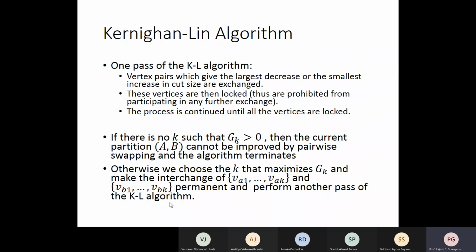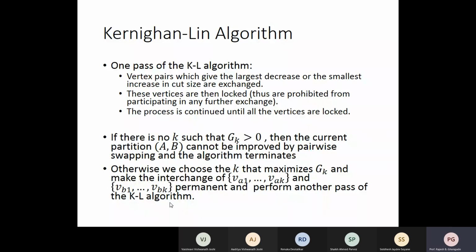This is the KL algorithm explanation. In one pass of this KL algorithm, the vertex pairs which give the largest decrease in distance or the smallest increase in cut size are exchanged. These vertices are then locked, that is, they are not allowed to participate in any further processing. This will continue until all the vertices are locked, that is, finalized. And if there is no k such that Gk is greater than 0, then the current partition cannot be improved. So this is a stopping criterion.